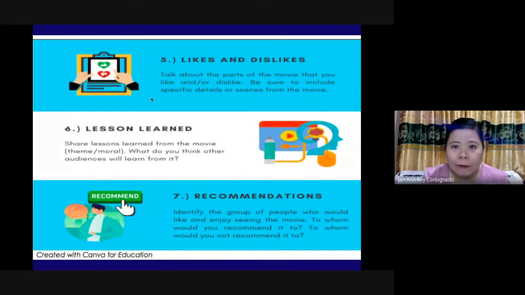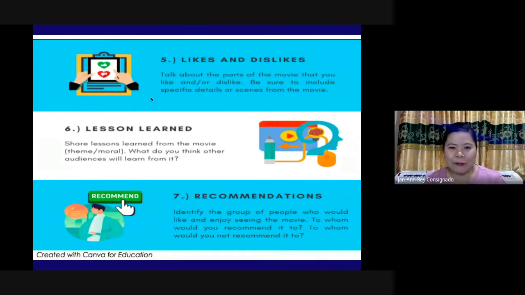Number 5, likes and dislikes. You have to talk about the parts of the movie that you like and or dislike. Be sure to include specific details or scenes from the movie. Number 6 is lesson learned. You have to share lessons learned from the movie, the theme, the moral. What do you think other audiences will learn from it?